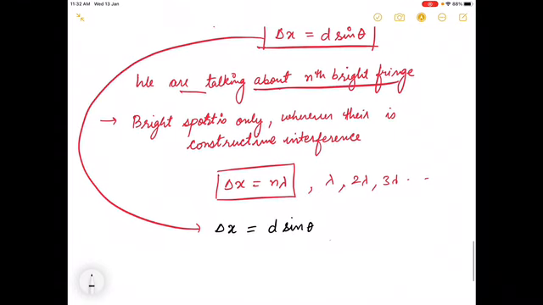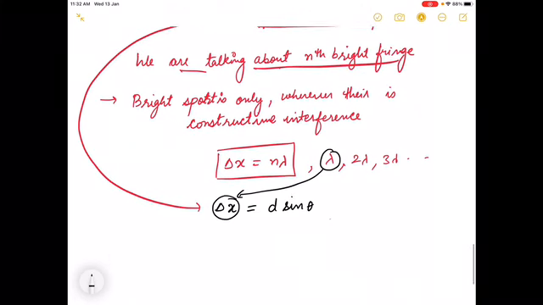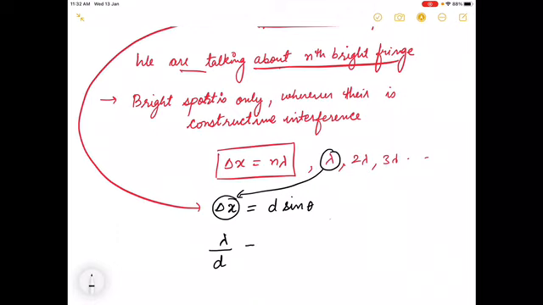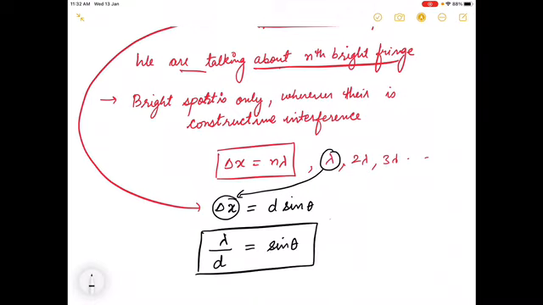Or very simply, let me take my del x to be lambda. Let me take that to be lambda, because anyway there is a constructive interference. Let me take, for the time being, lambda. Lambda by d is actually equal to sin theta. Yes or no? Sin theta is coming out to be lambda by d.